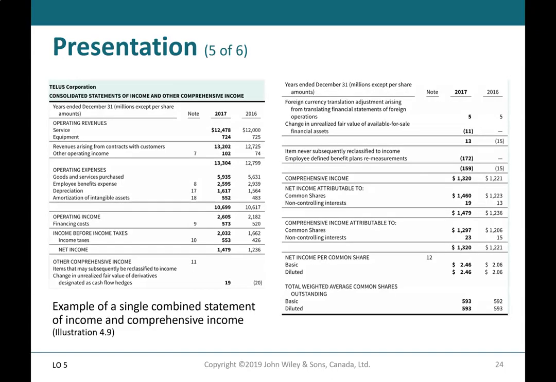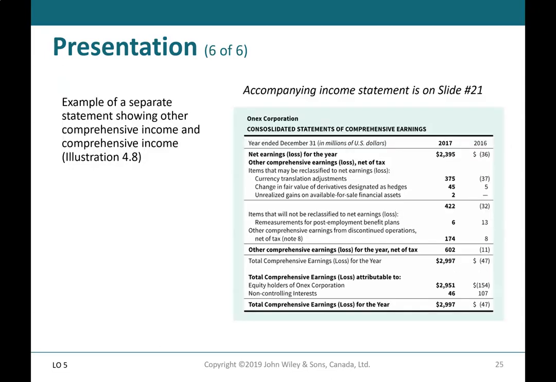Presentation, 5 of 6. Example of a single combined statement of income and comprehensive income. Illustration 4.9, and this is TELUS Corporation. Presentation 6 of 6. Example of a separate statement showing other comprehensive income and comprehensive income. Illustration 4.8.